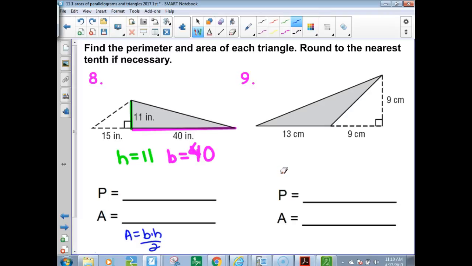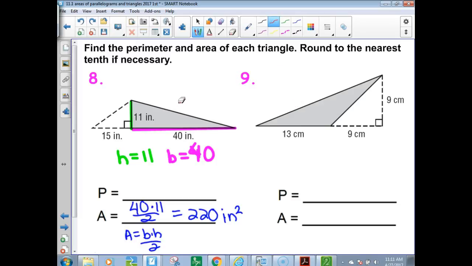So the only time we're dividing by 2 yet, well, but we have another formula that's going to have a half in it, so we're doing that one today. I'll talk to you about it in a bit. All right, so let's go ahead and get that area out of the way. Our base is 40 times 11 divided by 2 is 220. And then we need a label of square inches, or inches squared.